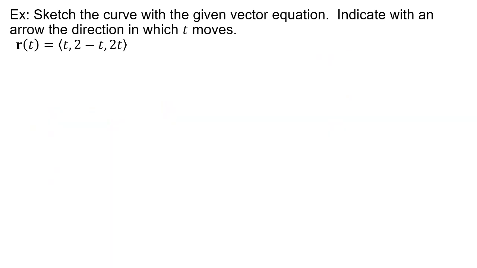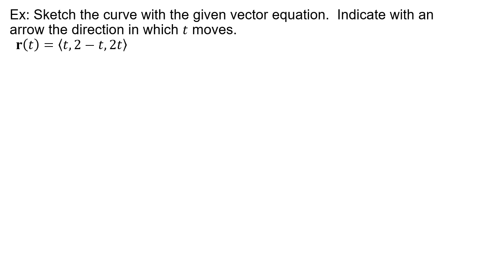All right, what about 3D space? Now 3D is where it can get a little tricky, so let's start with a very easy one to get you started. Same instructions. Sketch the curve with the given vector equation. Indicate with an arrow the direction in which t is moving. This one is t, 2 minus t, and 2t.